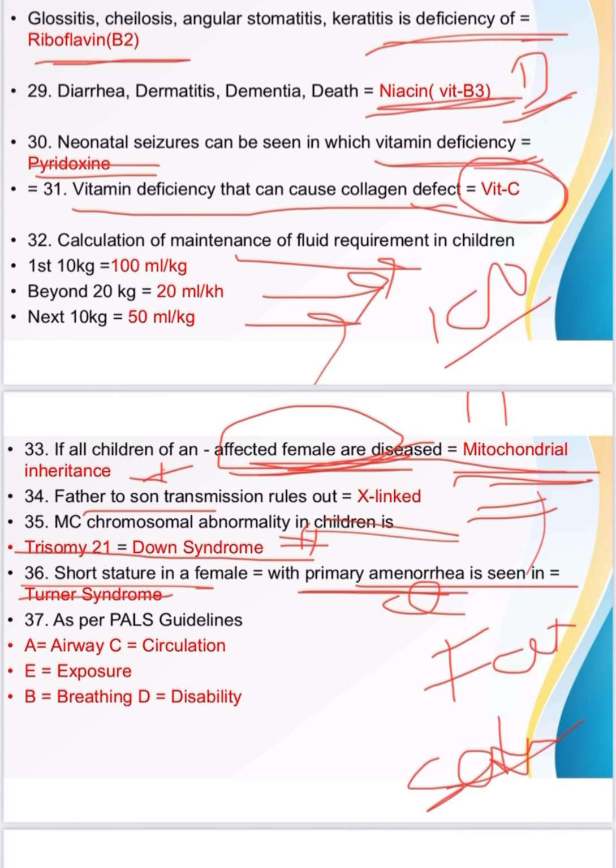Then as per PALS guideline, it is A for airway, B for breathing, C for circulation, D for disability, E for exposure. The PALS guideline is airway, breathing, circulation, disability and exposure.